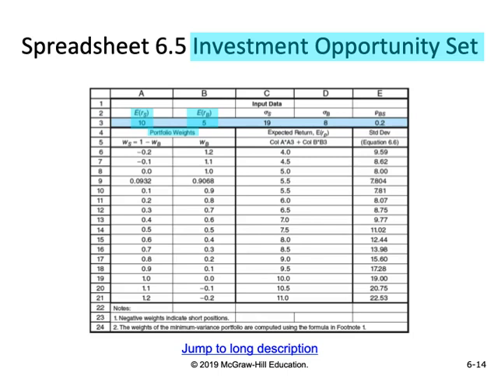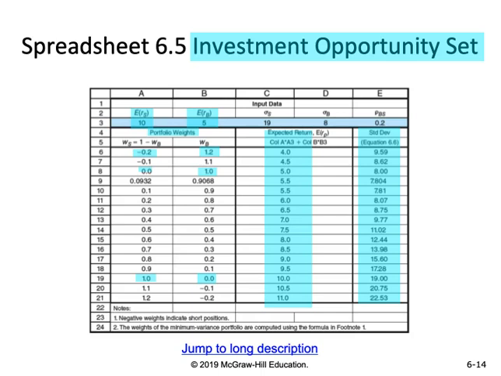So we start out on row 6 here with a short position in stocks of 20%. So then we have a 1.2 weighting of bonds. And we get to here, we're all bonds, no stocks, and so forth, until we have an all stock portfolio and no bonds. And then we calculate the expected return for each of those combinations, as well as the standard deviation.